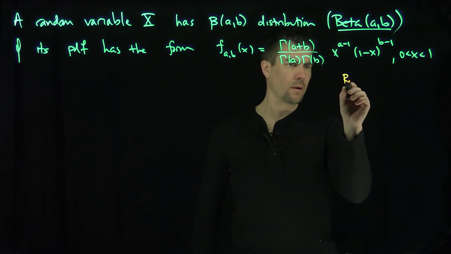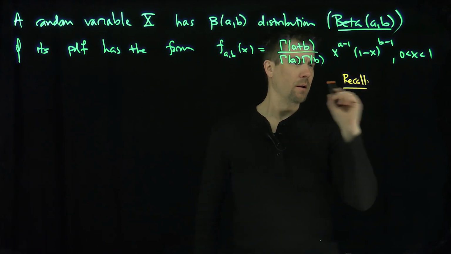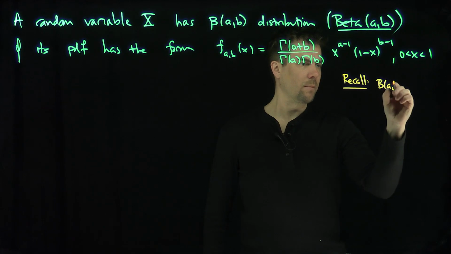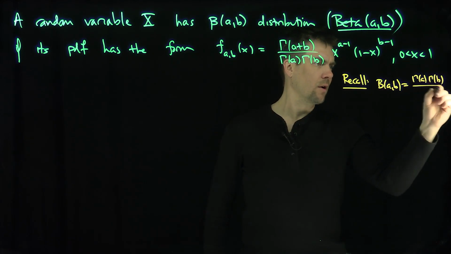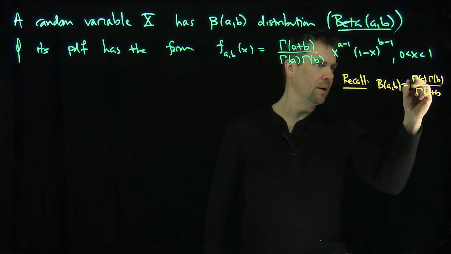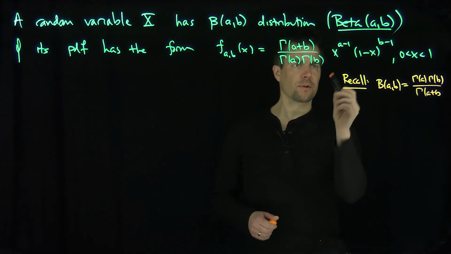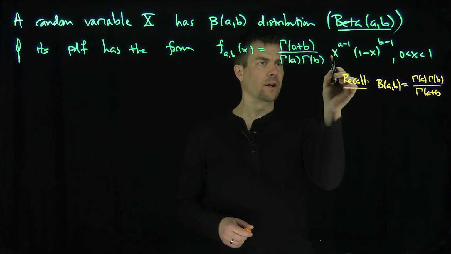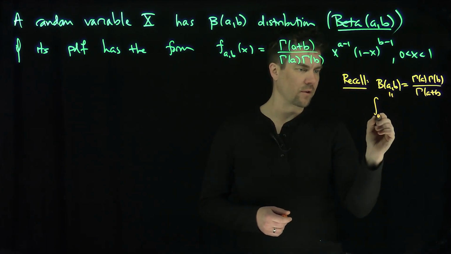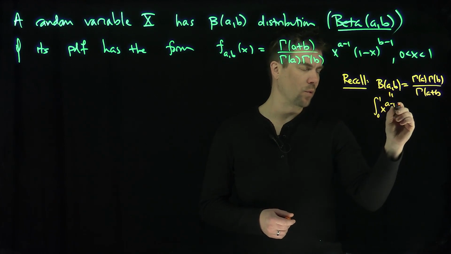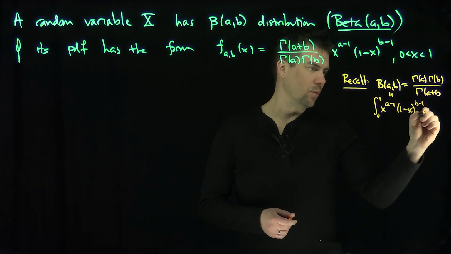So let me remind you, we recall that the beta function of a, b is exactly equal to gamma of a, gamma of b over gamma of a plus b. And so when I integrate this from 0 to 1, this is exactly equal to the beta function. So the beta function is also defined by the integral from 0 to 1 of x to the a minus 1, 1 minus x to the b minus 1 dx.